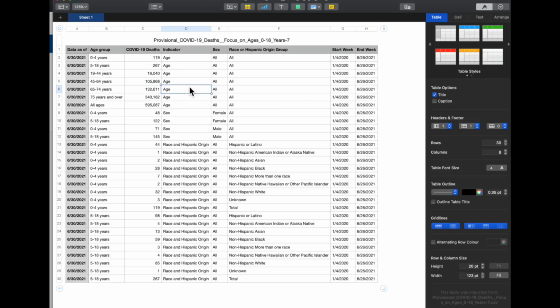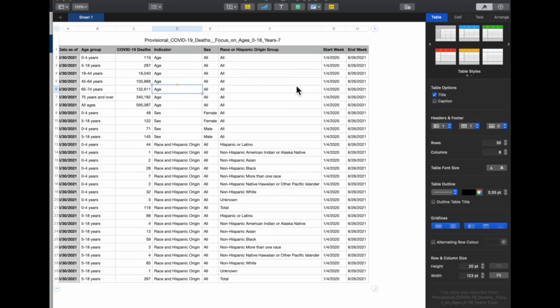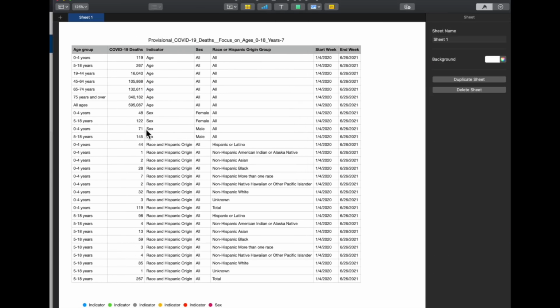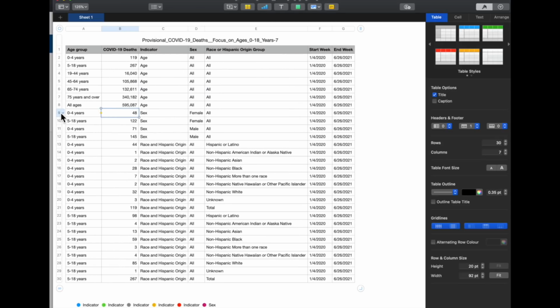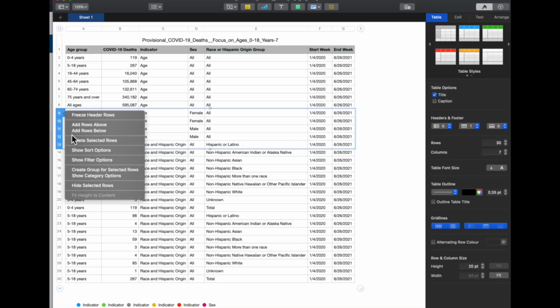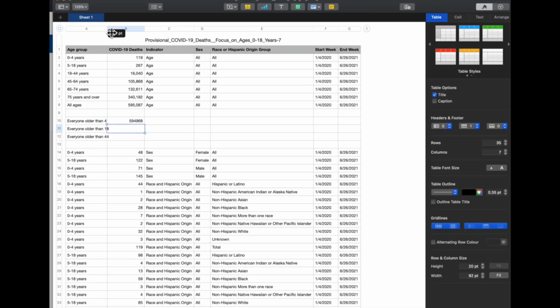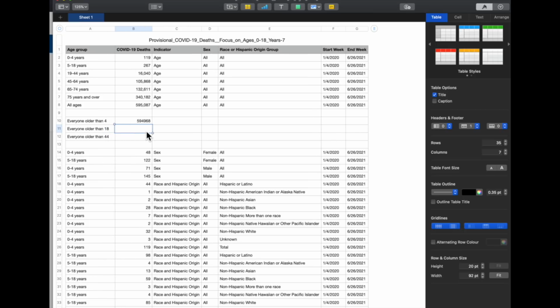So what I do when I make the charts is I start with this data that I just downloaded from the CDC, and I come up to the top and I choose a pie chart. Now the other thing I can do is I can give myself some space to work with here. And then I can say, okay, so everyone older than 4 is going to equal. I just hit equal, and I just drag all that stuff. And that's everybody older than 4.